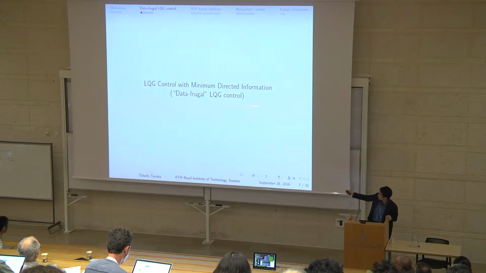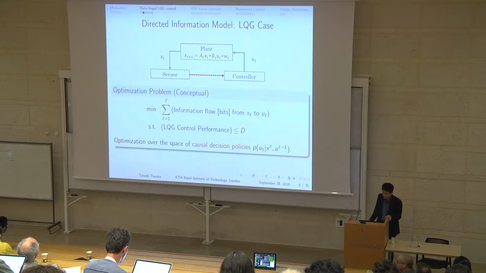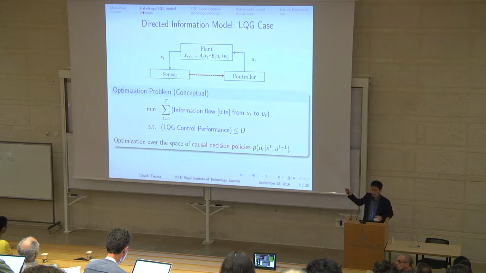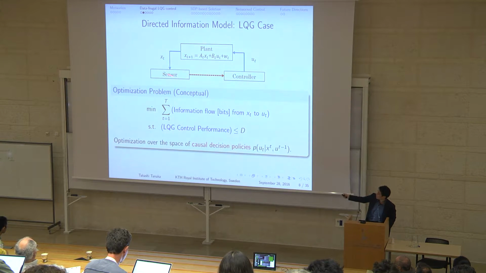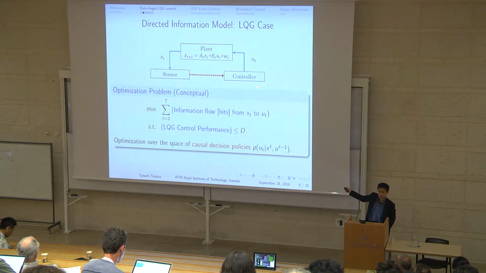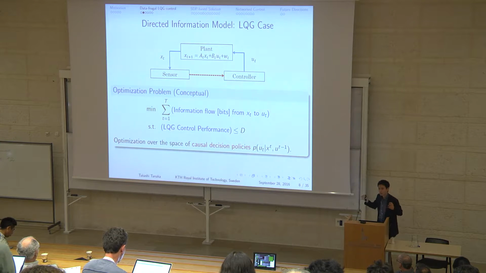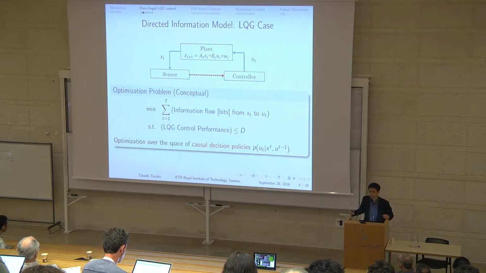By the way, this is LQG control with minimal directed information, but for short, I like to call it data-frugal LQG control. So conceptually, this is what we want to do. We want to design, again, the causal decision policy from X to U, which attains a certain decision-making quality. And among all policies satisfying this constraint, I want to minimize the information flow from X to U. This is the conceptual optimization problem that I'd like to consider.